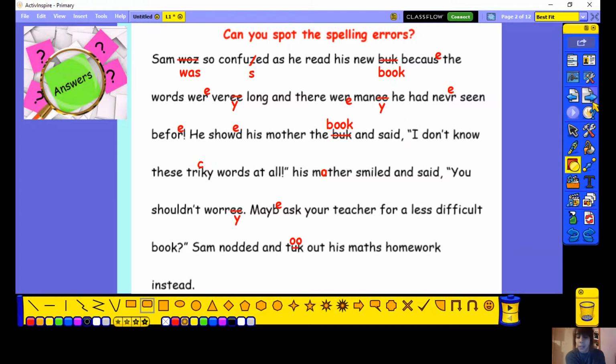He showed, past tense, so that needed an ED at the end, his mother the book, we've already corrected, and said, "I don't know these tricky" has both a curly and a kinker, "words at all." His mother needed an O, not a U, smiled and said, "You shouldn't worry." Again, really pushing that E sound on the end of words, which is actually the letter Y. Maybe, again, E on the end, ask your teacher for a less difficult book. Sam nodded and took, similar to book, look at a book, double O, out his maths homework instead. So I hope you spotted all those errors, and hopefully we won't see any of those in your writing.